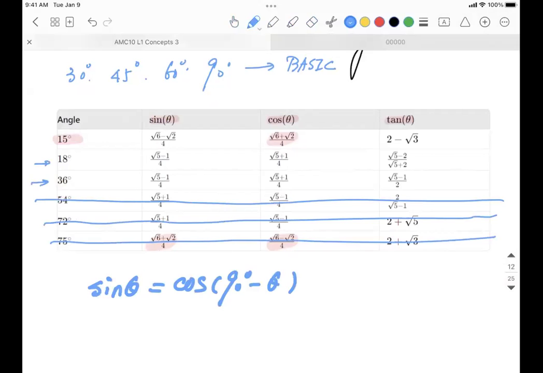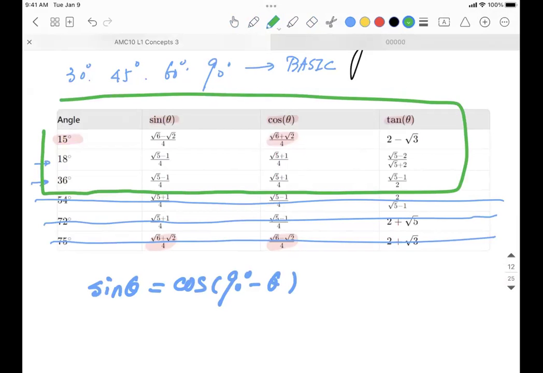Okay. Actually, you just have to focus on the first 3 rows. And like I keep telling you, you don't really have to remember tangent if you can't, because tangent equals sine over cosine. So if you feel lazy, you can forget about the tangent and just remember sine and cosine.